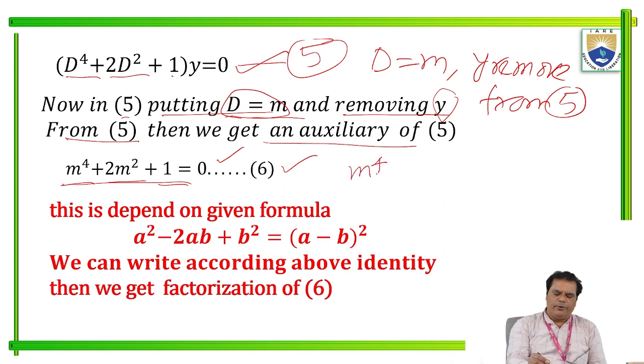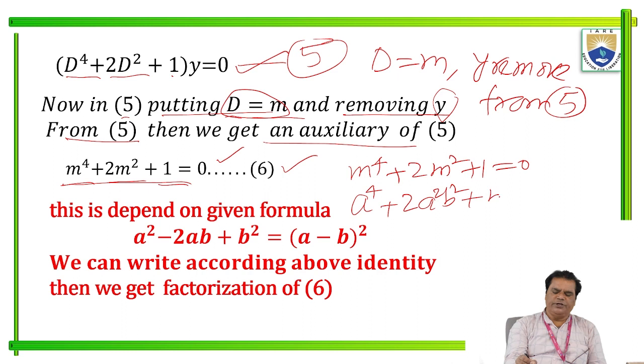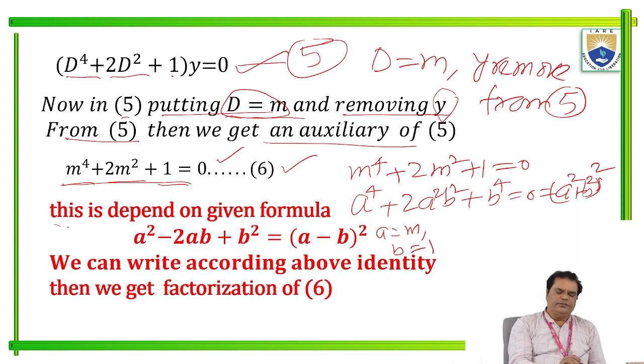Here we have m^4 + 2m^2 + 1 = 0. I am writing a^4 + 2a^2 b^2 + b^4 = 0, which is (a^2 + b^2) whole square. Here a^2 is m^2, so a is m and b is 1. Putting these in, we get (m^2 + 1) whole square. This is based on the given formula a^2 + 2ab + b^2 = (a + b) whole square.